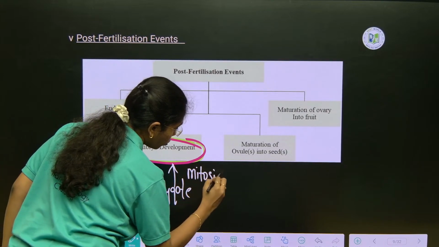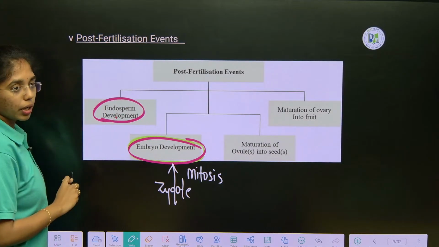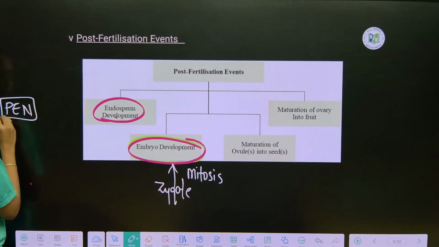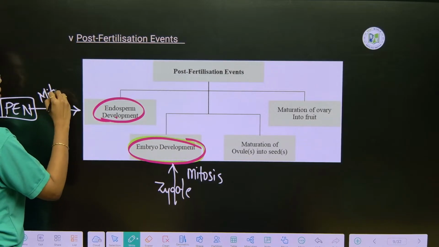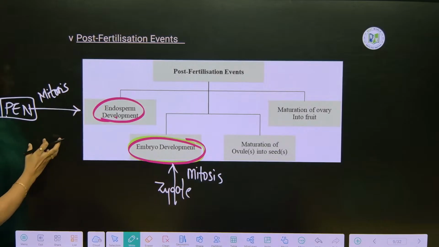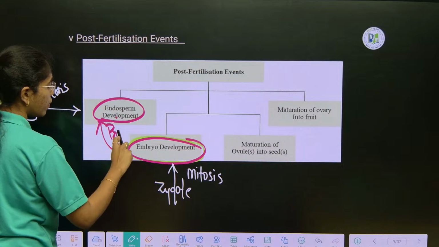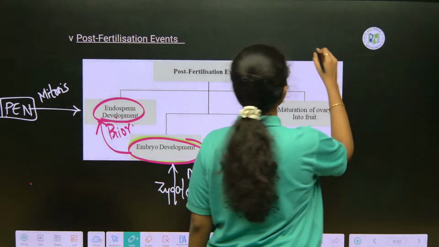But prior to embryo formation, endosperm will be developed. How is endosperm developed? From the primary endospermic nucleus. The primary endospermic nucleus again undergoes sequential mitotic divisions, or mitosis, that will be matured to what? Endosperm. So, endosperm development occurs prior to embryo development here. Two post fertilization events.